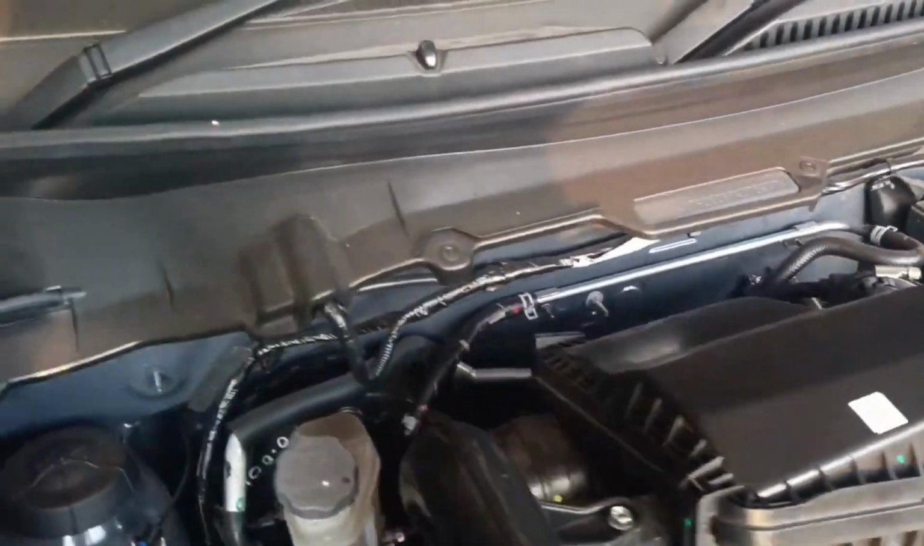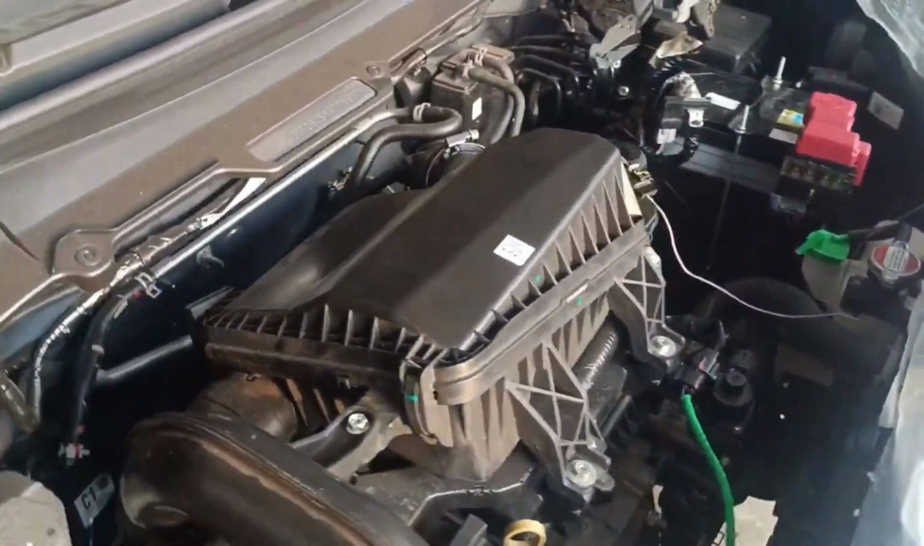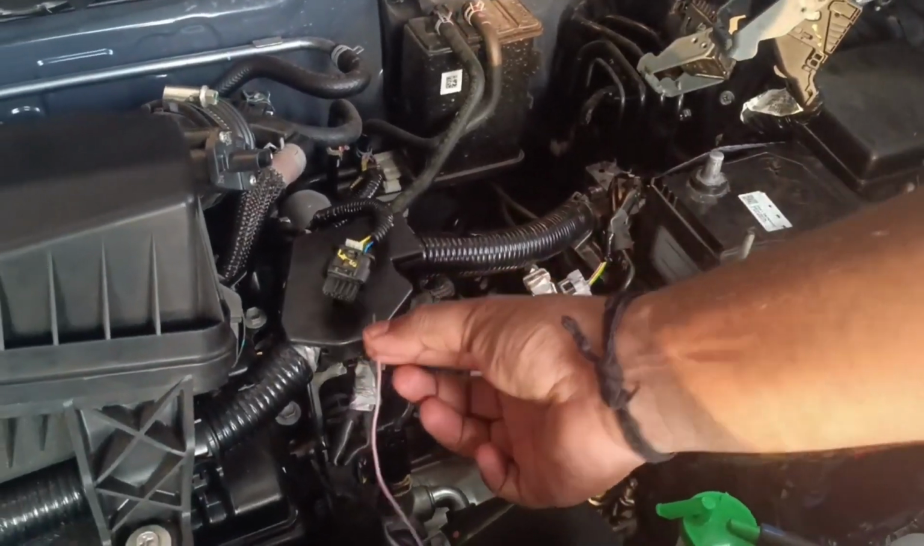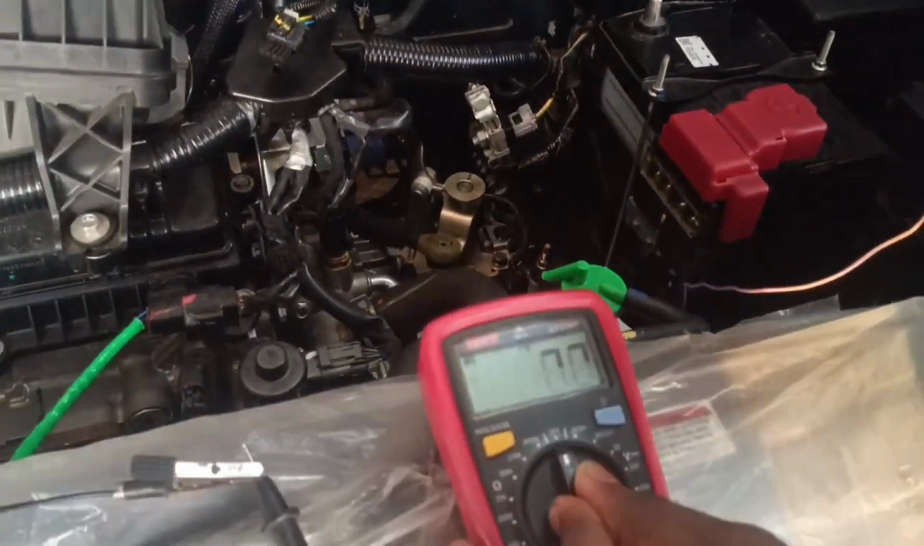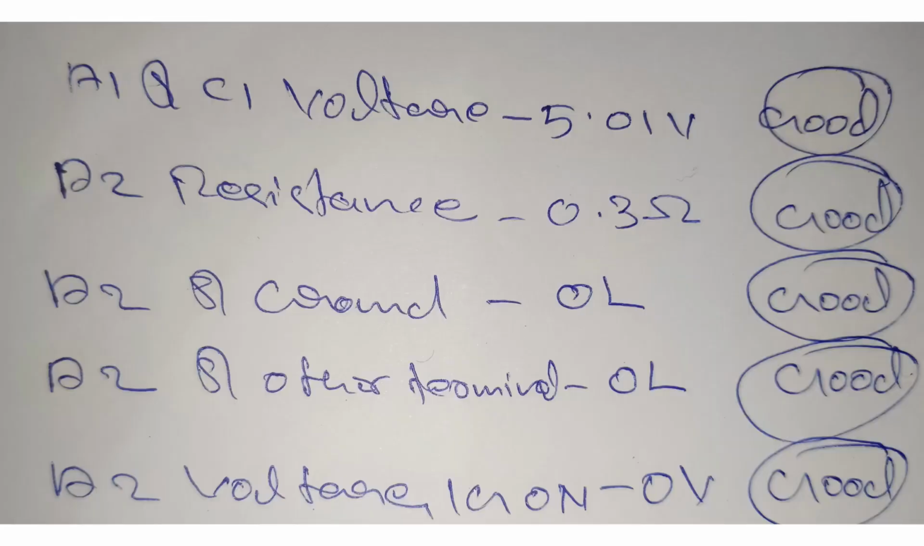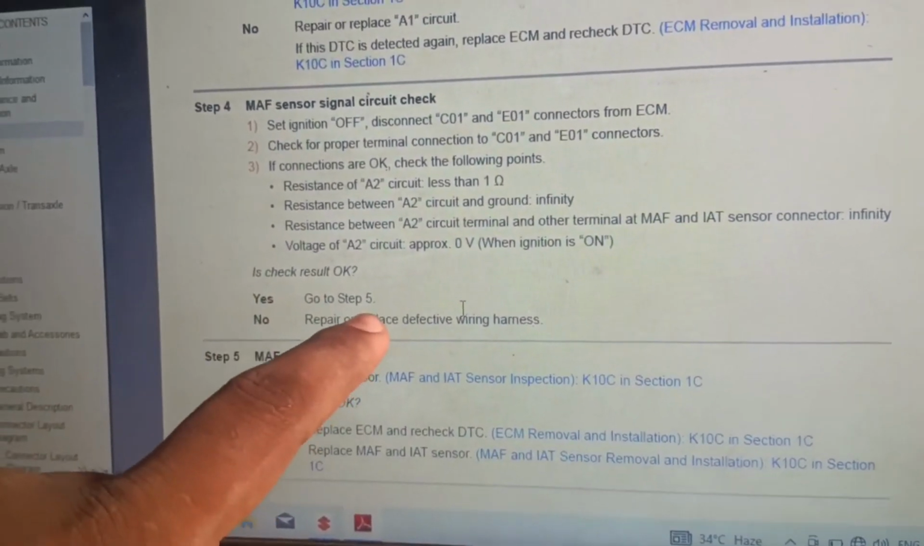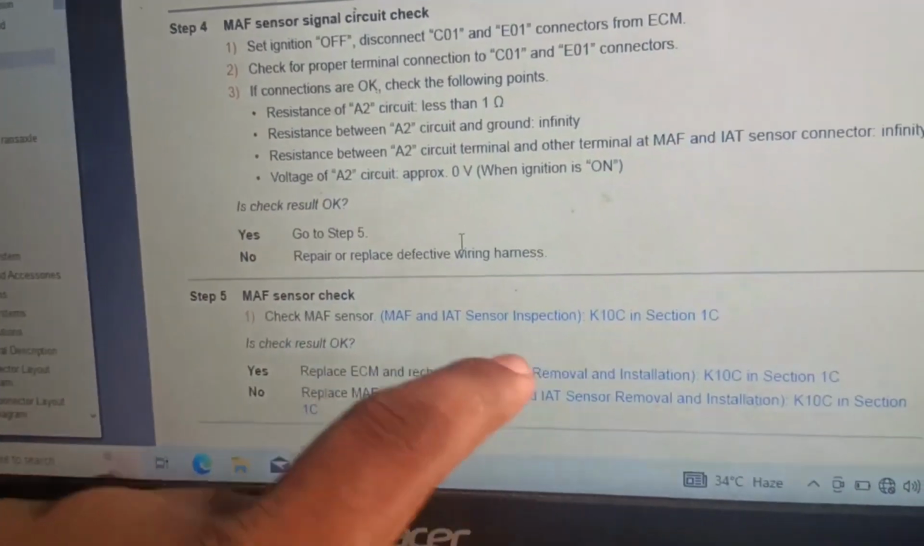We found OK. Then turn off the ignition switch. Then disconnect the negative terminal, disconnect the lead wire, and turn off the multimeter. Write down the values in the answer sheet. A2 voltage 0 volt, good. If the check result is OK, go to step number 5. Step number 5, MAF sensor check.